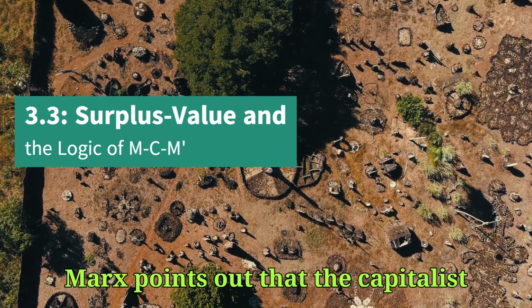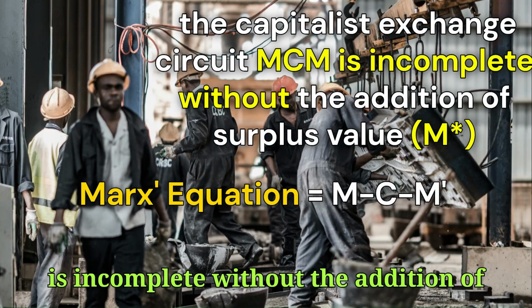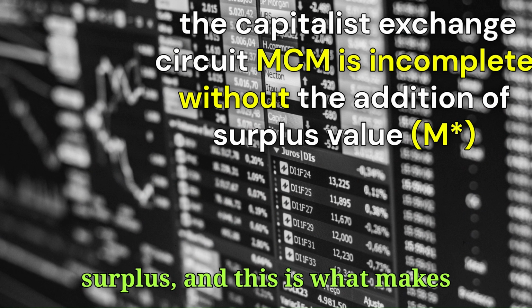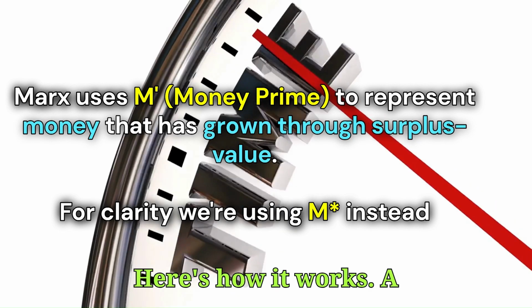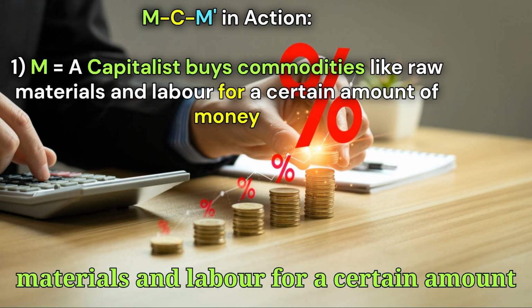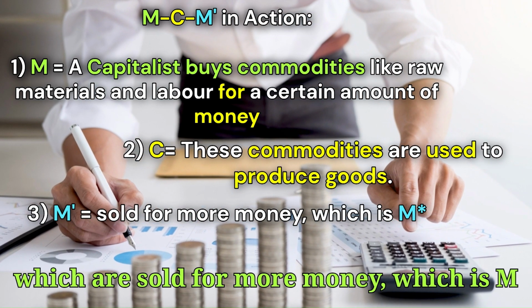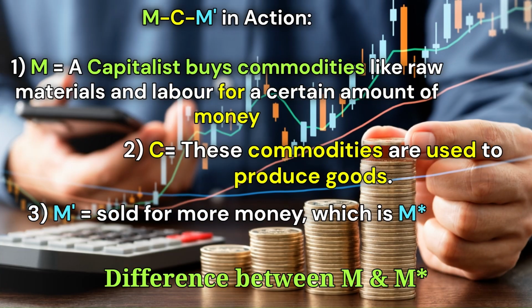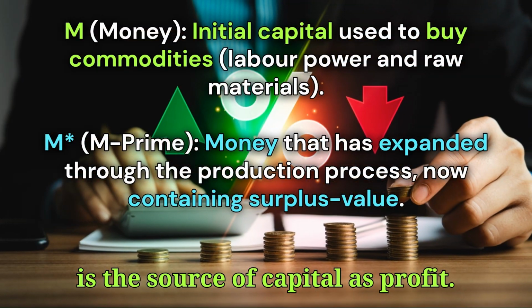Marx points out that the capitalist exchange circuit, MCM, is incomplete without the addition of surplus value, the final M star, which is money plus surplus, and this is what makes this circuit distinct. Here's how it works. One: a capitalist buys commodities, like raw materials and labor, for a certain amount of money, M. These commodities are used to produce goods, which are sold for more money, which is M star. The difference between M and M star is surplus value. This is the source of capitalist profit.